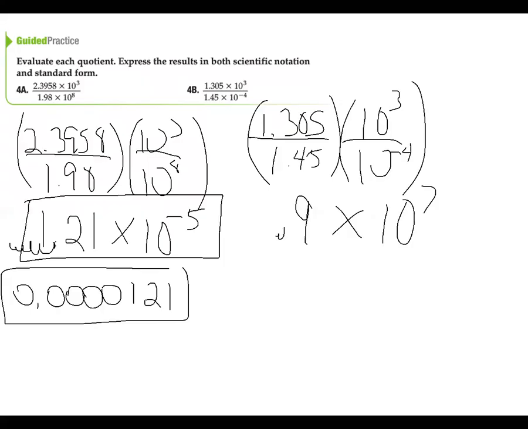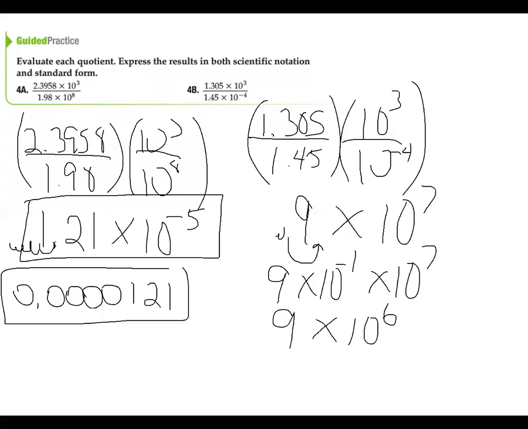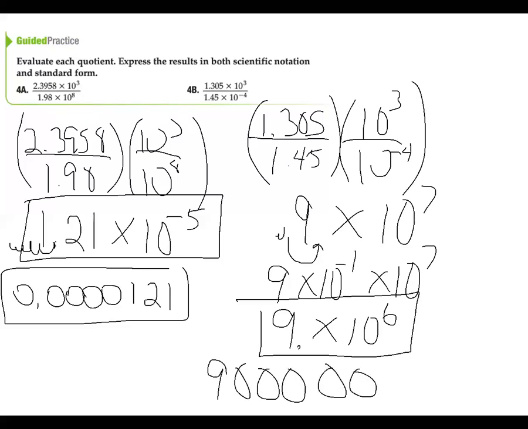So you have to move this decimal point one place to the right. So it'd be 9 times 10 to the negative 1 times 10 to the 7th. So it'd be 9 times 10 to the 6th. Okay, that's scientific notation. And then since the decimal is understood to be at the end of the 9, it'd be 9, 0, 0, 0, 0, 0, 0. That's 6 zeros. And in standard form, it'd be 9 million. Pretty cool, huh?